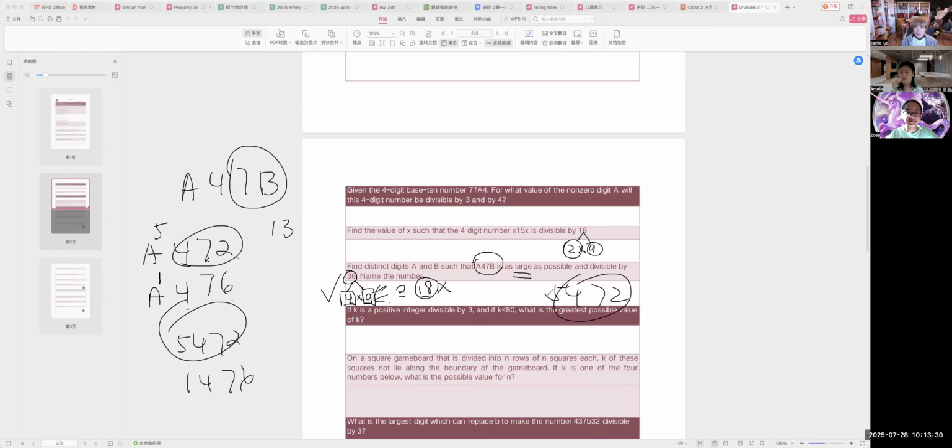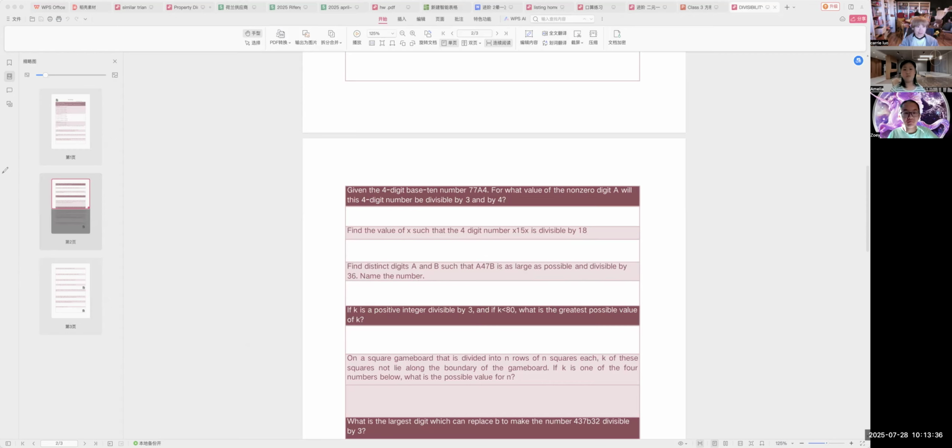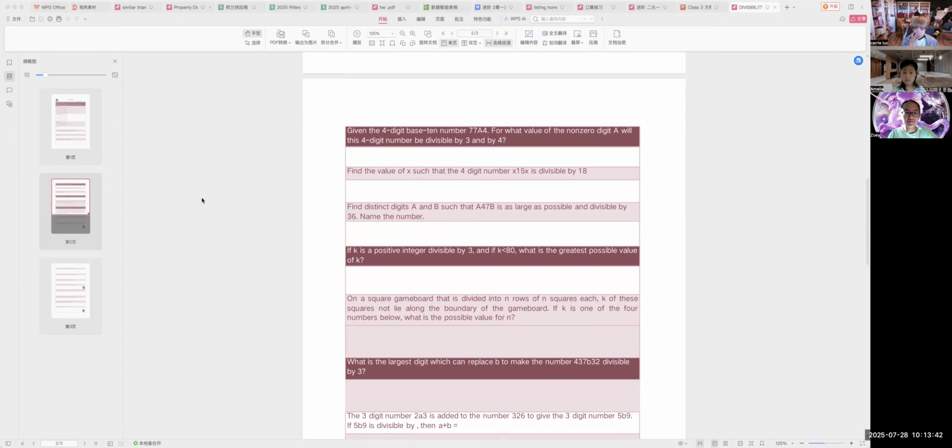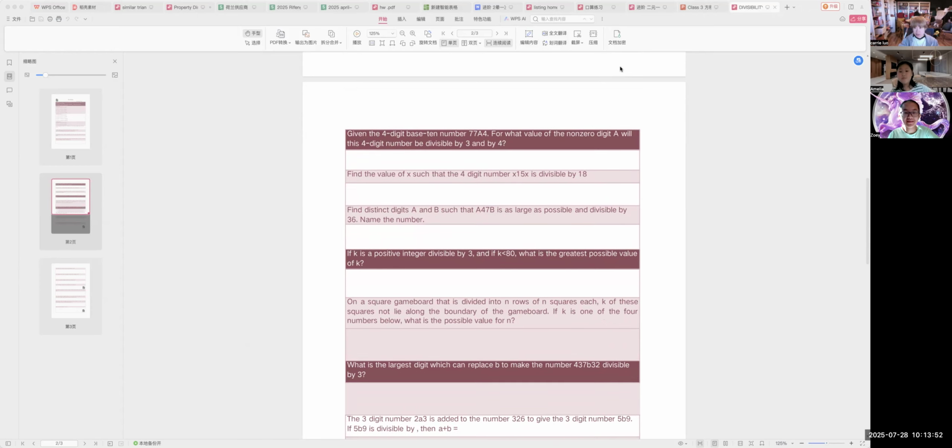Get it, Zoe? Get it, Amelia? Very happy, huh? Okay, so let's move forward. Take a look at this one. If k is a positive integer divisible by 3, and if k is smaller than 80, what is the greatest possible value of k? This one's very easy, so please give me the answer directly. Just send it to me.